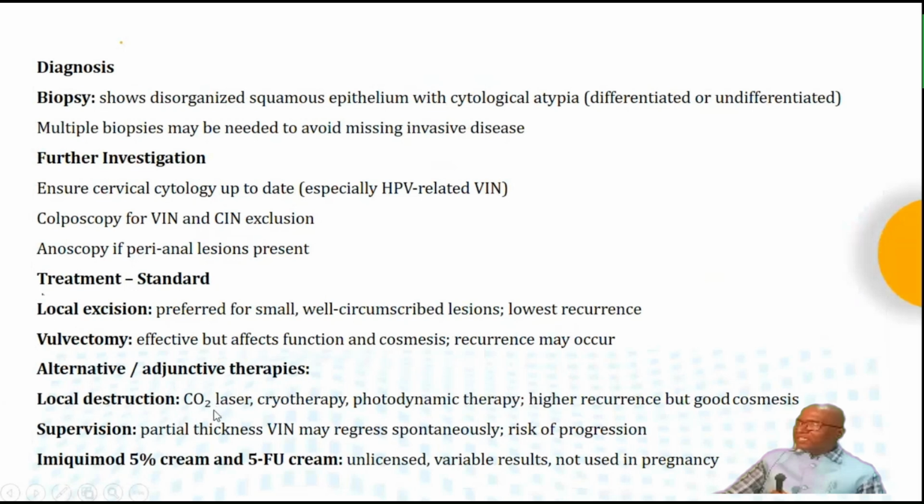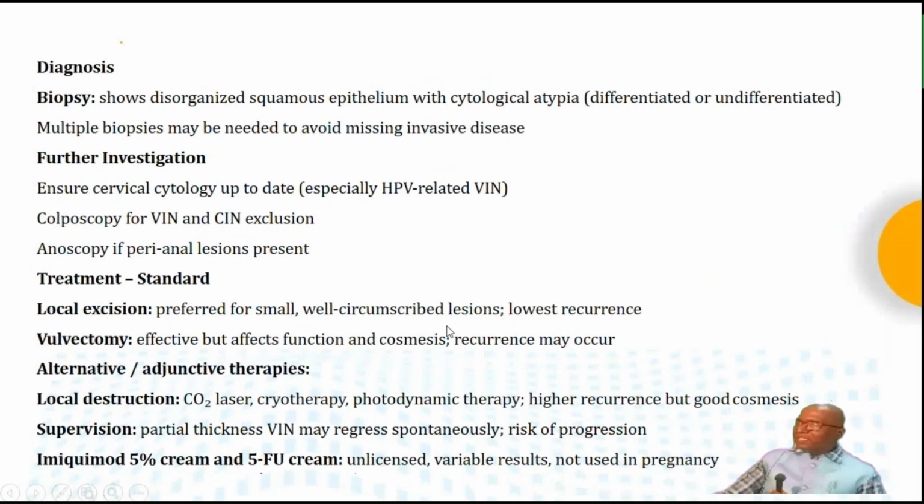Alternative or adjunct therapies, but they are not preferred. Local destruction with CO2 laser, cryotherapy, or photodynamic therapy can be done. Okay, it is good for cosmesis, but it has a higher recurrence. Surveillance, that is no treatment, but keep under surveillance, especially as partial thickness VIN may regress spontaneously, but there is a risk of progression. So this is also not a very preferred treatment. Imiquimod 5% cream and 5-fluorouracil cream are unlicensed, with variable results, and not used in pregnancy. So the treatment is a local excision for the VIN.